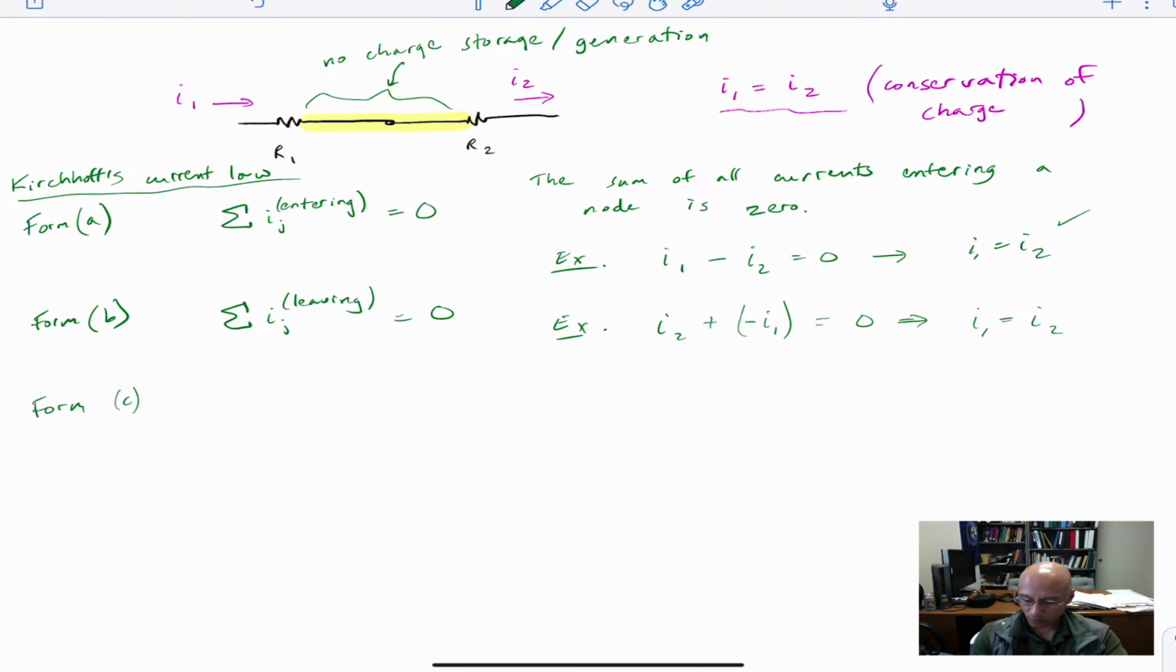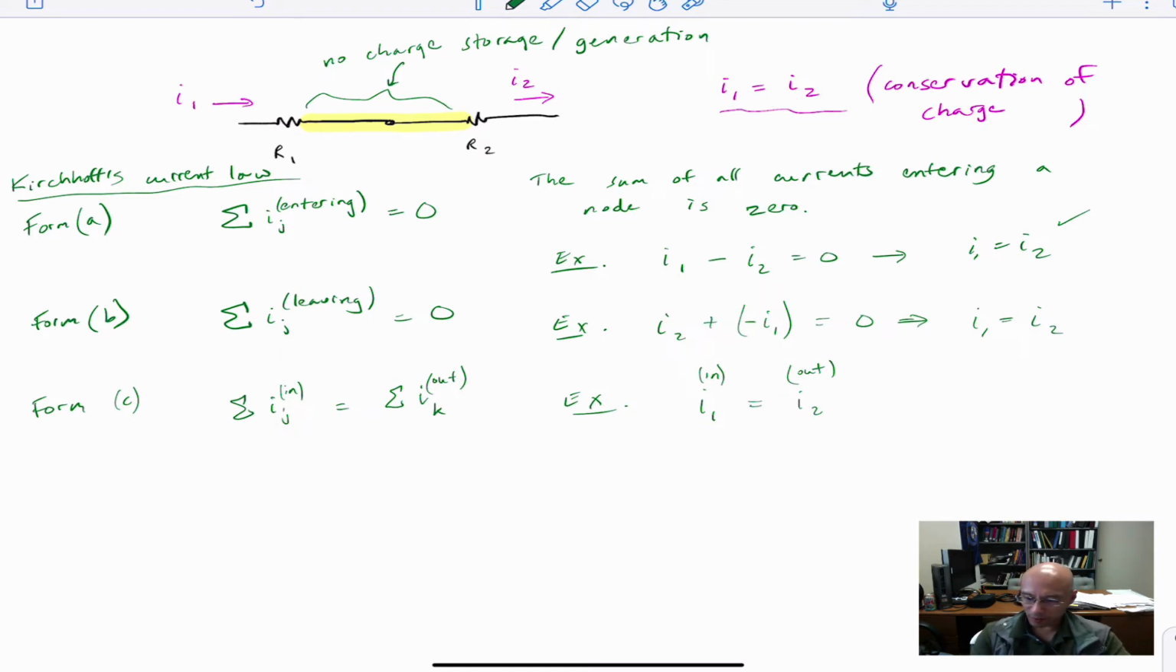There's another form where we say all the currents entering has to be equal to all the currents going out. In the simple example given above, you have I1 going in and I2 going out. And that's consistent with all the other relationships above. Notice that A and B are only different by a sign, so they're completely mathematically equivalent. All of these statements, form A, form B, form C, are mathematically equivalent.